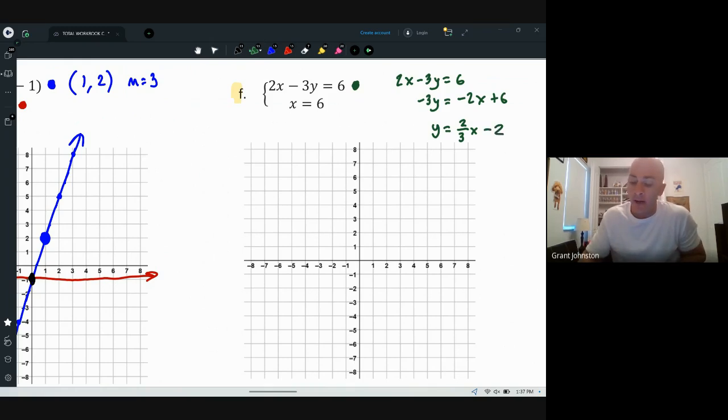Okay. So that equation, I got a y-intercept of -2. Plot that. And then my slope of 2/3, I'm going to go up 2 to the right 3. And this is where we're looking. Let's connect that. Okay.